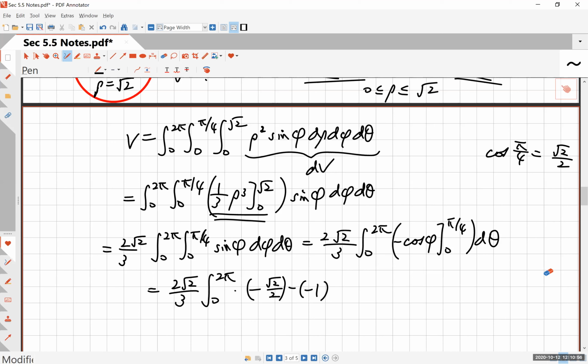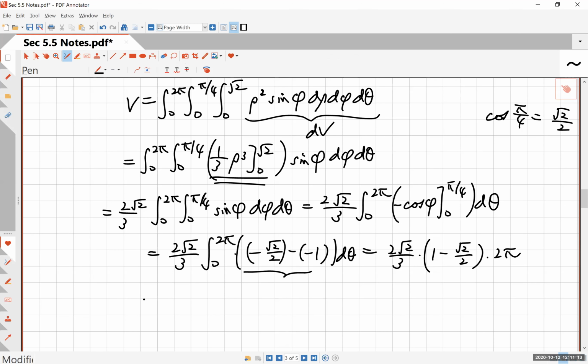Probably not a good idea. But anyway, so that's what this is. Now, you know that this is also a constant, okay? And so this is what you have. And then the inside is 1 minus the square root of 2 over 2. And then, of course, go ahead and put 2 pi because that's what you get at the end. So this is 4 pi over 3 square root of 2, and then 1 minus the square root of 2 over 2. Okay. Any questions?